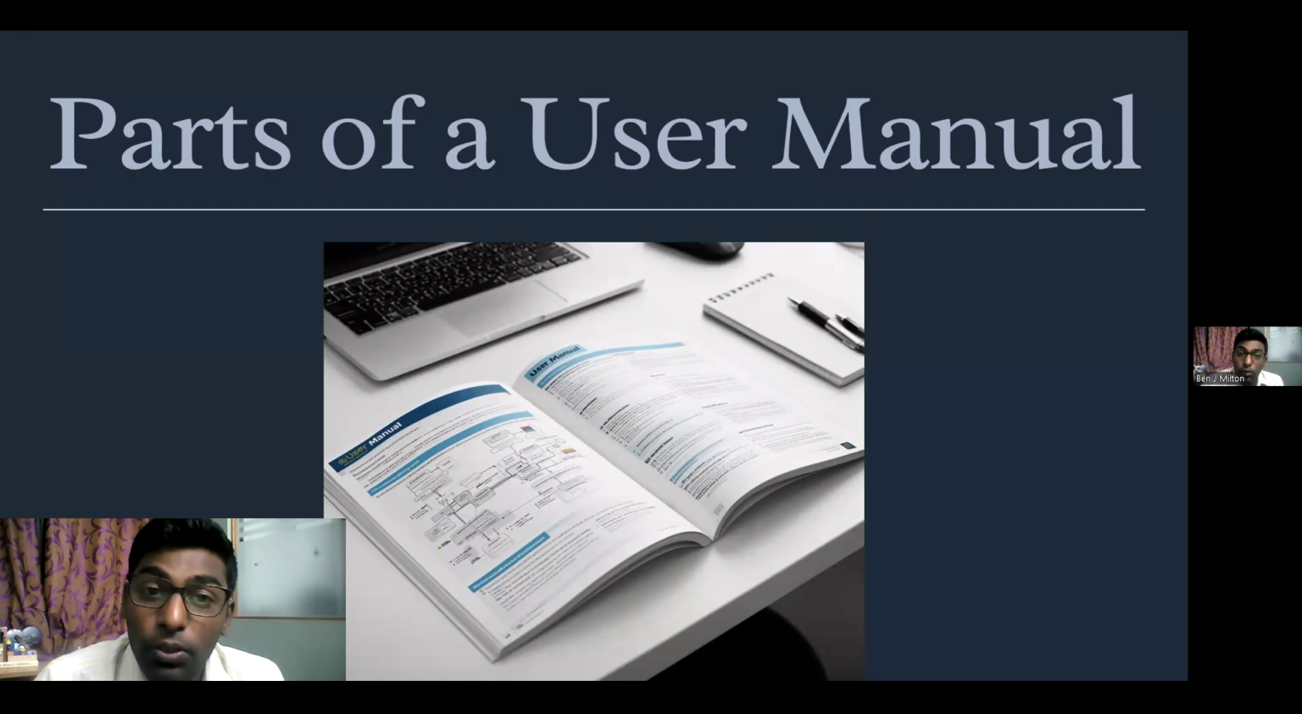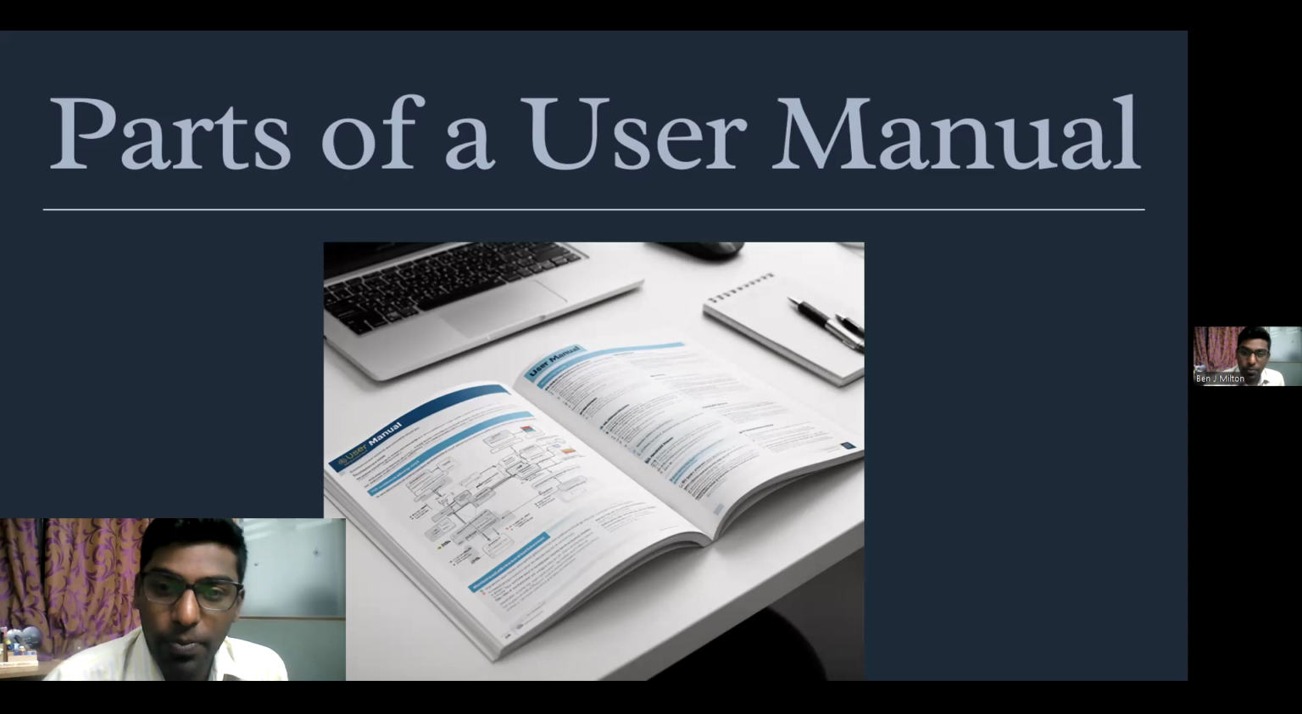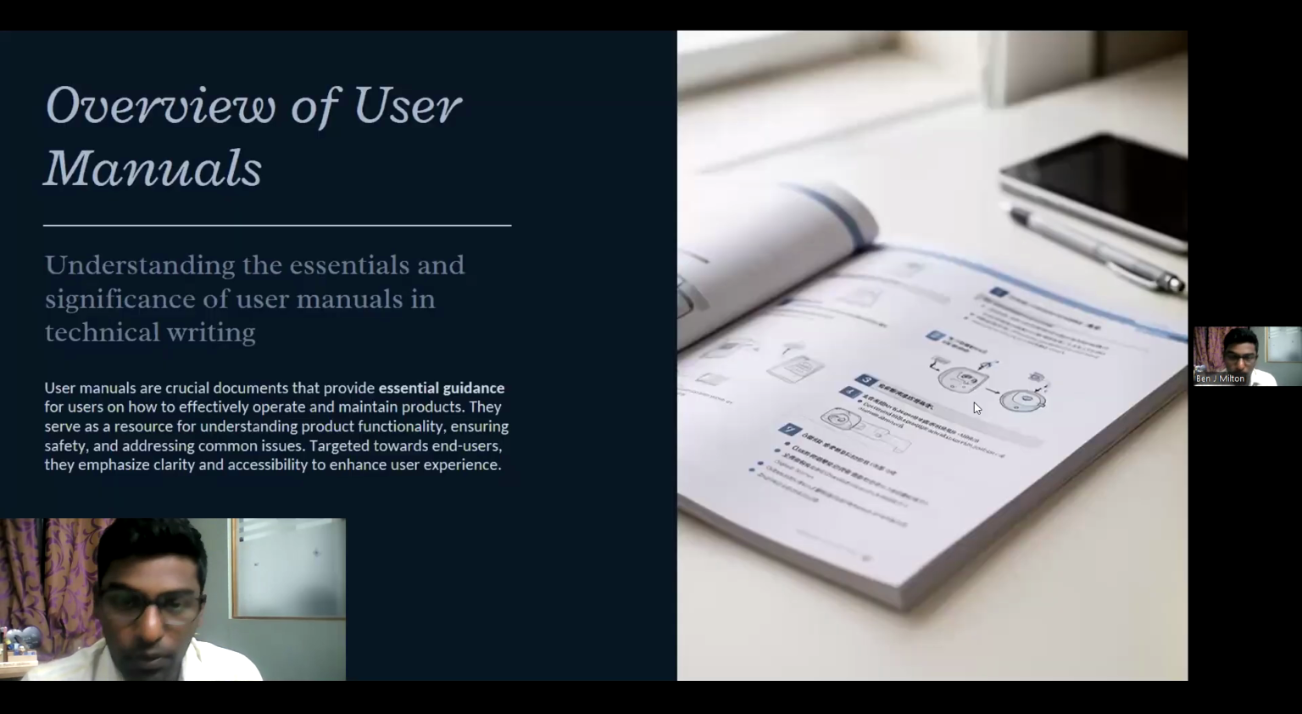Rather, it also is an added piece of paperwork that helps you understand what the purpose is and what the uses of this particular device are. So they have a lot of different parts which are spoken about as we read. So what do we find in the user manual?